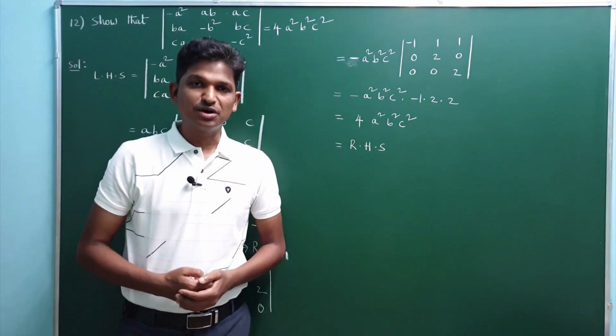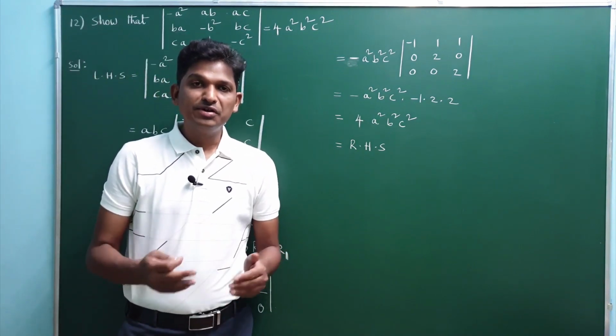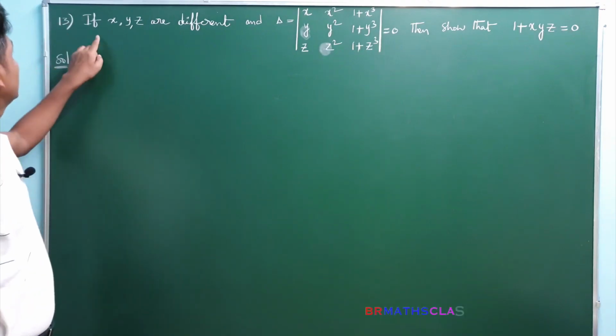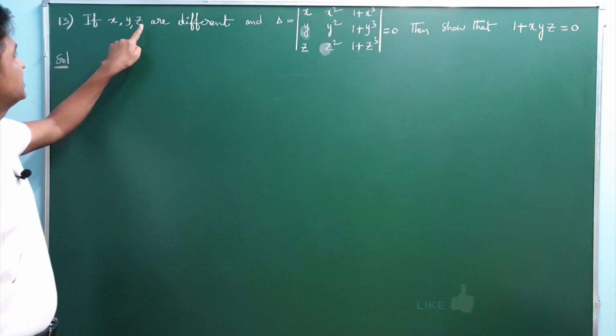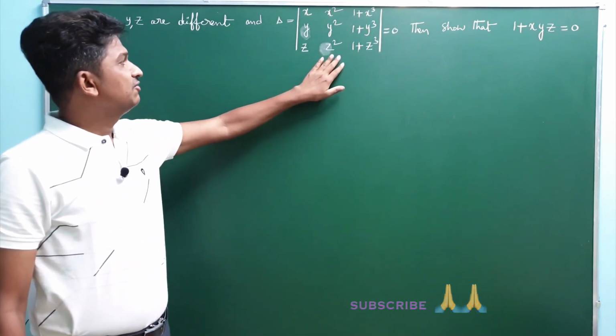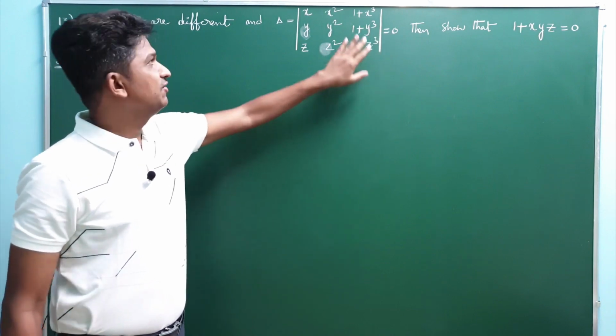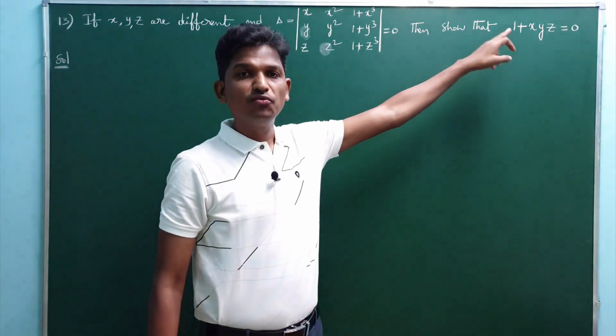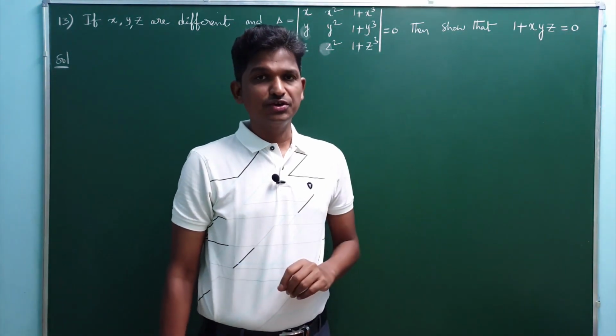This is a very easy problem, isn't it? Now we will move to the next problem. Now you observe this question. What information is given? If x, y, z are different and the determinant value is equal to 0. They have given that the value of this determinant is 0. Then show that 1 plus xyz equals 0.